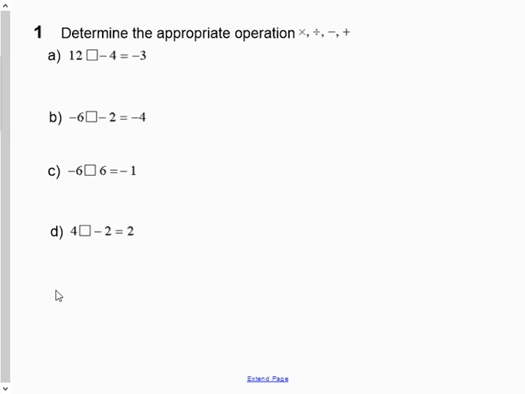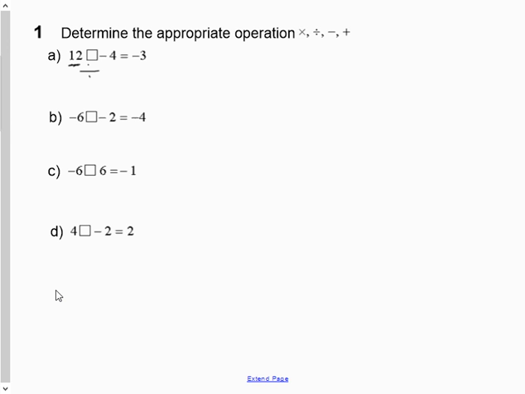So the first question says determine the appropriate operation. Is it multiplication, division, subtraction, or addition? So if I said 12 plus -4, that's not -3, so I can eliminate addition. 12 take away -4 would be 16, so I can eliminate that. 12 times -4, well, it's definitely not that. So the only operation it could be is division, because 12 divided by 4 is 3, opposite signs is negative.